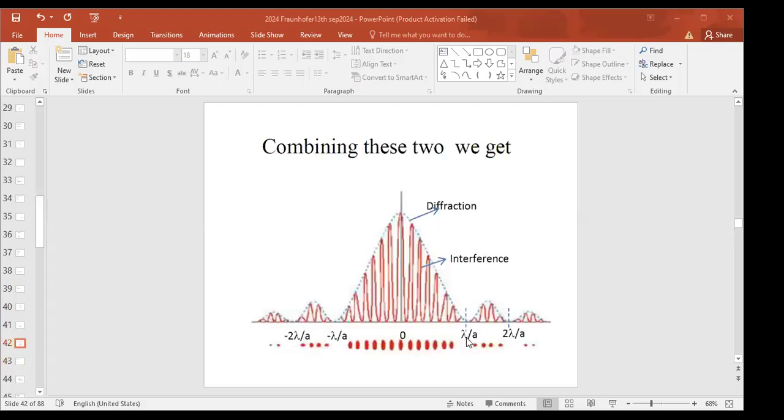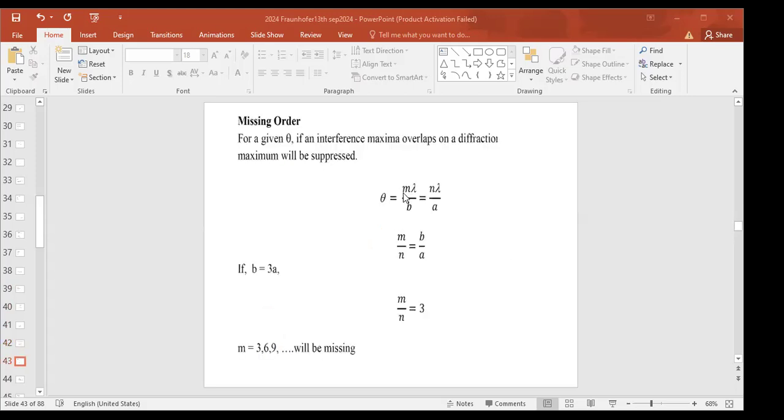For this overlapping place, this is the first one. For the first one, m lambda over a, m over n, whatever the integer. Likewise, you can write this equation, and from this equation, lambda cancels out, and m over n is equal to b over a.